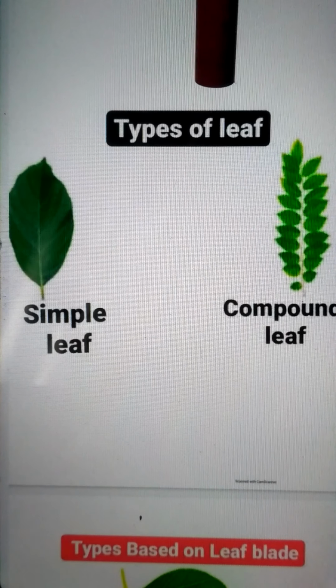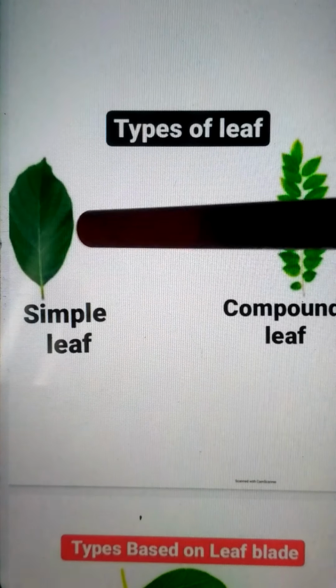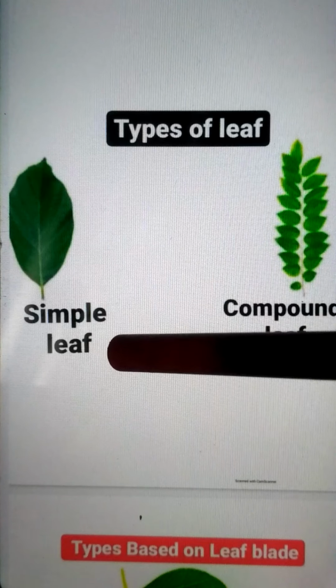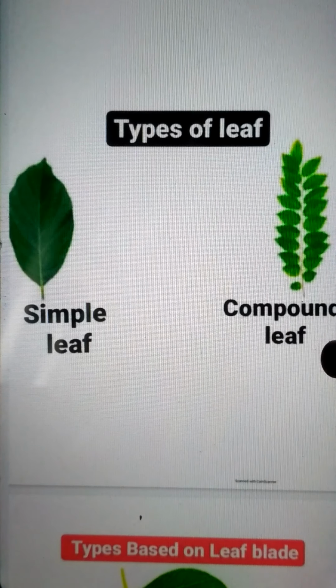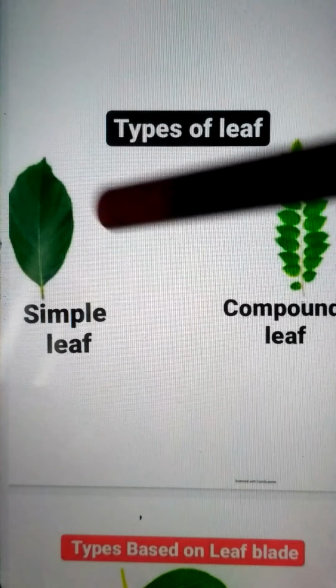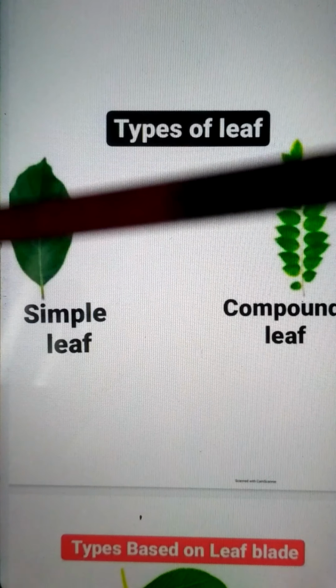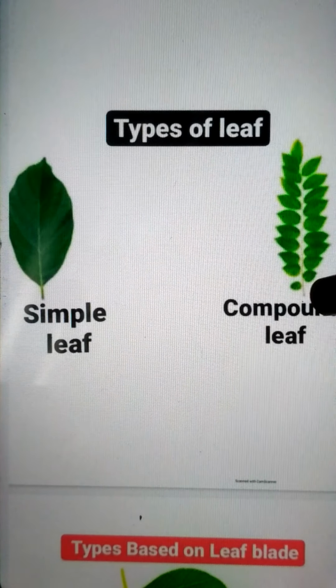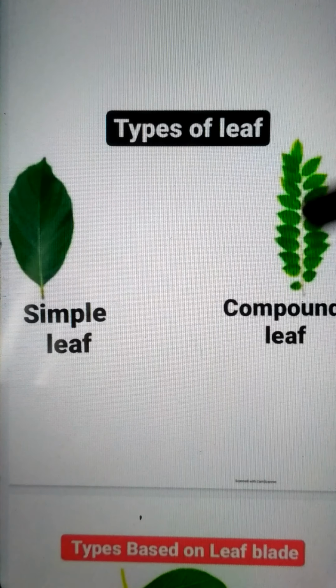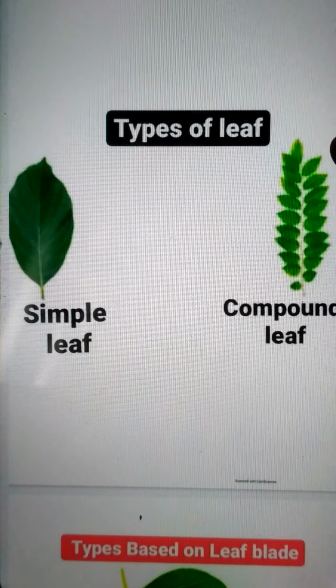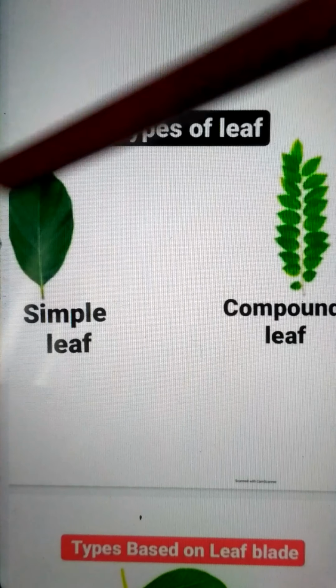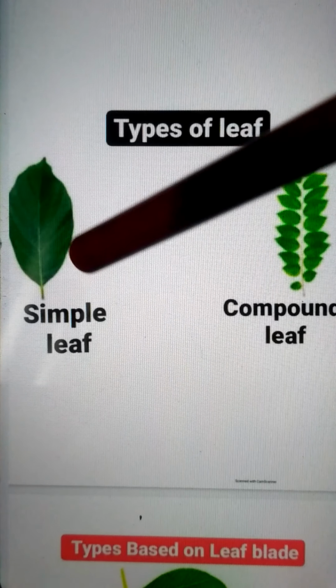So, types of leaves. As you can see, this type of leaf is called a simple leaf and this kind of leaf is called a compound leaf. In this type of leaf, the midvein has only one leaf, and in this, the midvein is divided into many small leaflets. So this kind of leaf is called a simple leaf.